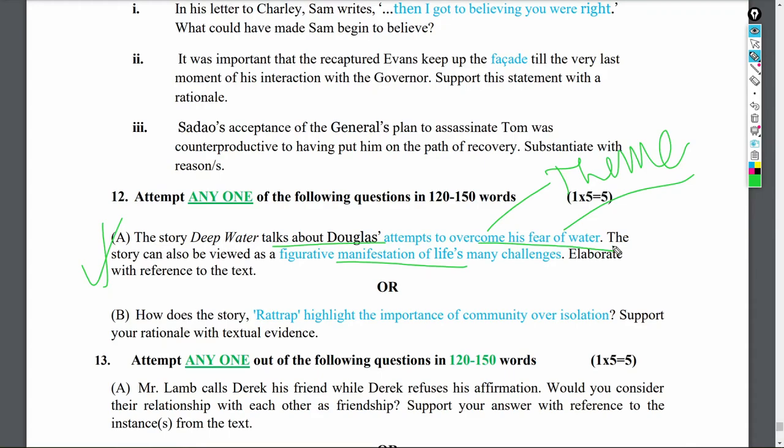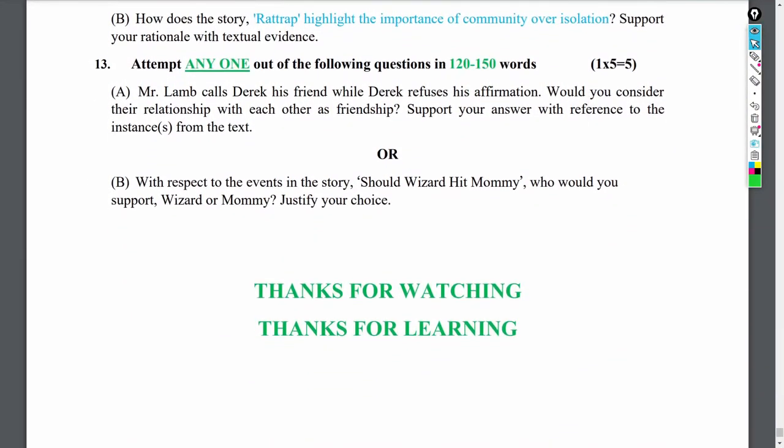नेक्स्ट क्वेश्चन, लास्ट क्वेश्चन क्वेश्चन नंबर 13. Only one will have to do the question, will be like this. The question will be from the supplementary reader. Mr. Lamp calls the Master Direct his friend while the Direct refuses his affirmation. Would you consider their relationship with each other as a friendship? Support your answer with a reference to the instance or instances from the text.